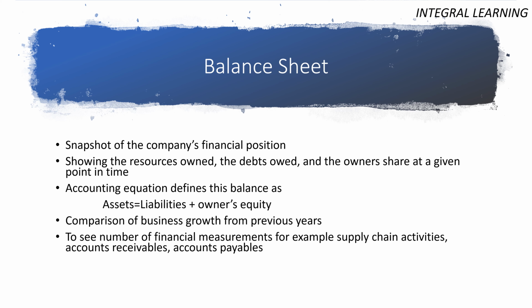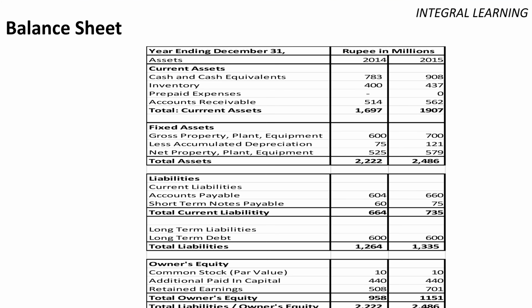Second, the balance sheet can also be used for a number of financial measurements. For example, success of supply chain activities, as it shows accounts receivable and accounts payable. Now we will discuss a balance sheet by showing an example. Sample of balance sheet showing 2 years of results. Here we can see assets, liabilities and equity is shown.